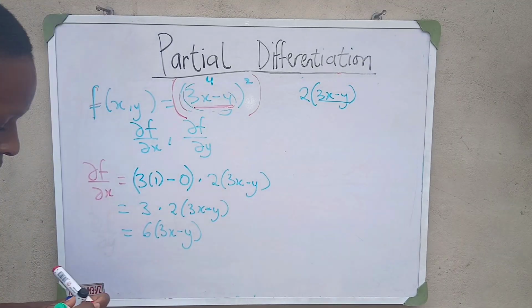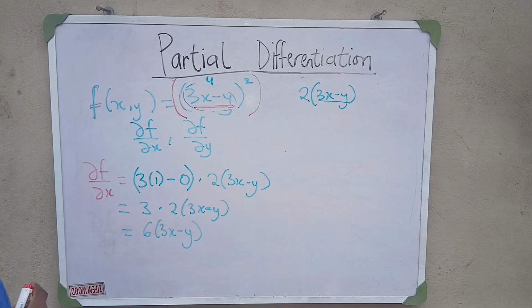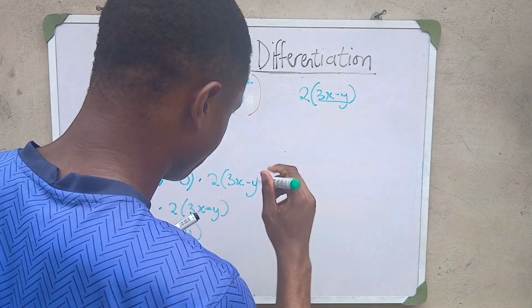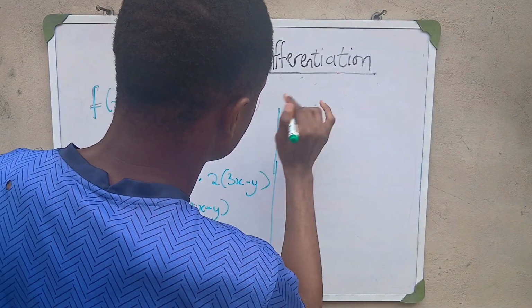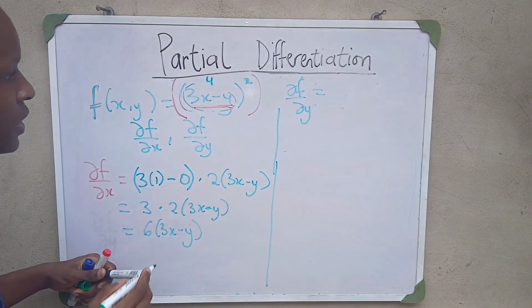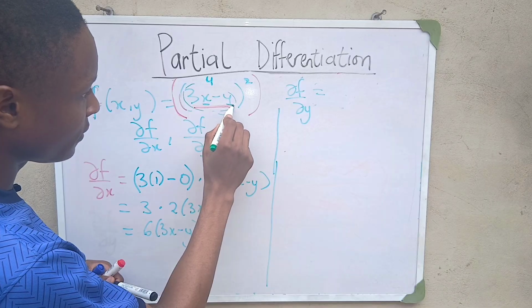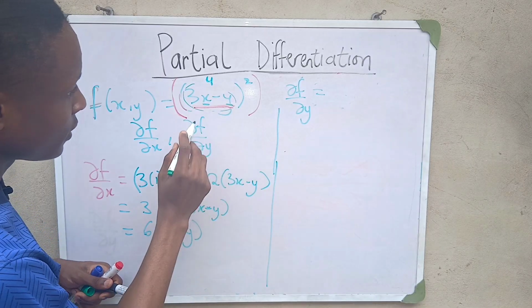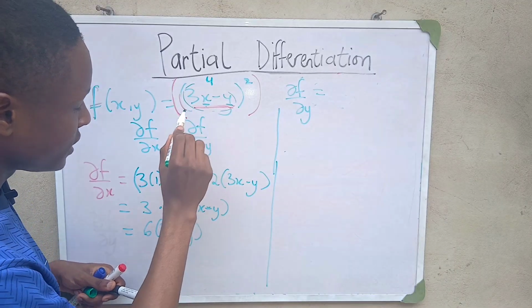So that's the value of partial f over partial x. So now, for partial f over partial y, we still do the same thing. We look at x to be the constant and y to be the variable that we are looking for. So x is the constant. Now we will still use the same method.